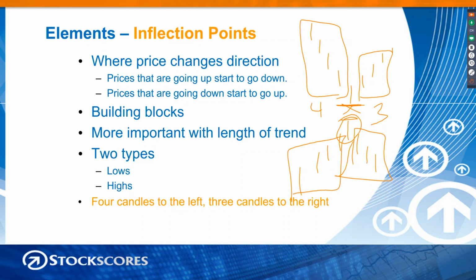Pretty simple, but it's a nice way to get a computer to do that, because all the computer has to do is say, if the low of the previous 4 candles is higher than the low of this candle, and the low of the next 3 candles is higher than the low of this candle, then call it an inflection point. And so you wouldn't really be able to call this an inflection point until 3 candles later at a minimum, right?